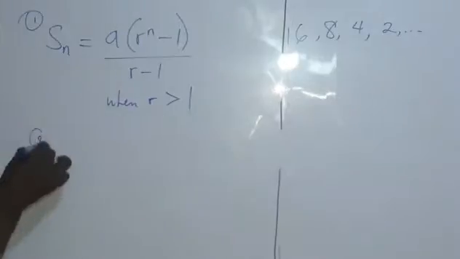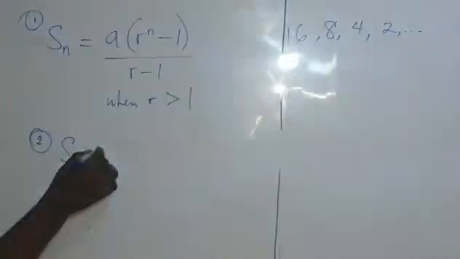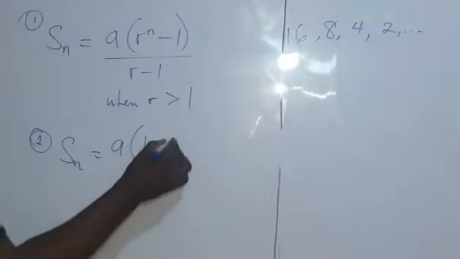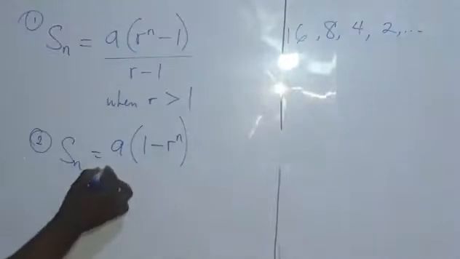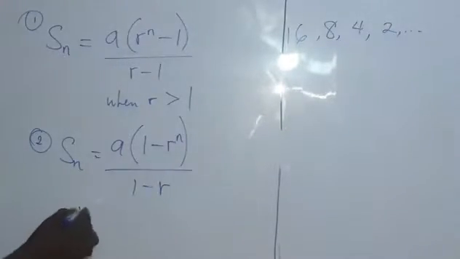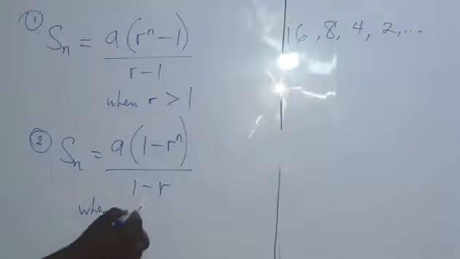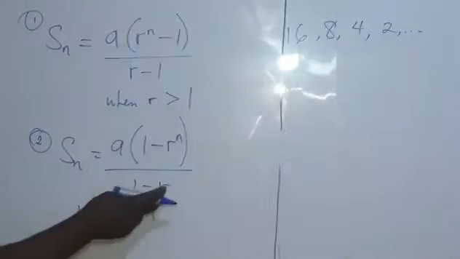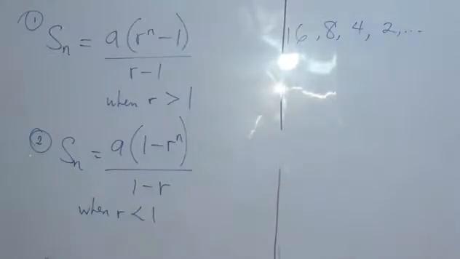So the second formula is this: the sum of n terms of a GP will be A into bracket 1 minus R raised by n, divided by 1 minus R. So when R is less than 1, that way we do not have a negative. 1 minus something that is less than 1 will be positive. Is that clear? Where n here is the number of terms we are adding.